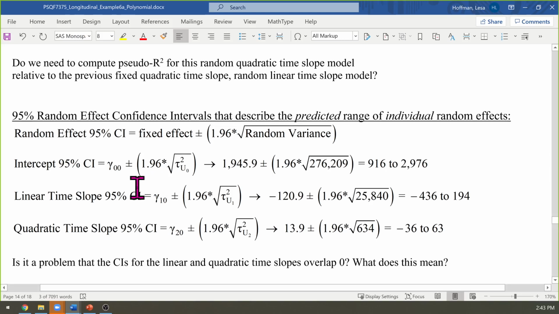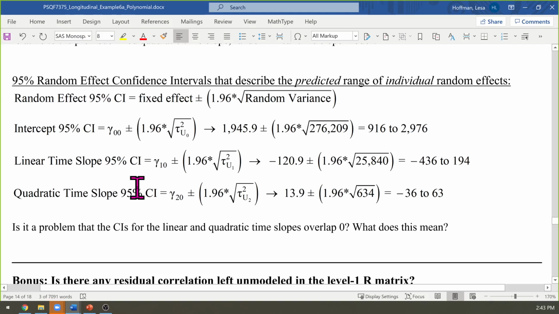But each of these confidence intervals then, there is one for every effect that has both a fixed effect and a random effect. So in this model, there are 3: intercept, linear time, and quadratic time. So the center of the interval is the fixed effect. The boundaries of the interval is given by the square root of the corresponding variance. So random intercept variance in computing the CI for the intercept, random linear time slope variance in computing the CI for linear change, and then random quadratic variance for computing it for quadratic.